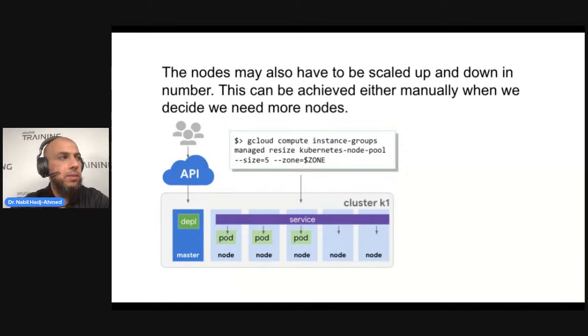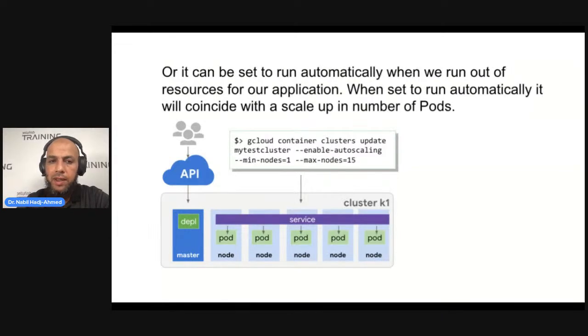You can scale it manually. Here we are resizing it. It was 3, we're resizing it to 5. But you can also do an autoscale, so you can enable autoscaling on the cluster itself, based again on specification, on CPU, on memory, and you can specify the minimum number of nodes, the maximum number of nodes, and you basically enable autoscaling, and it will be taken care of for you. You don't have to do that manually anymore.